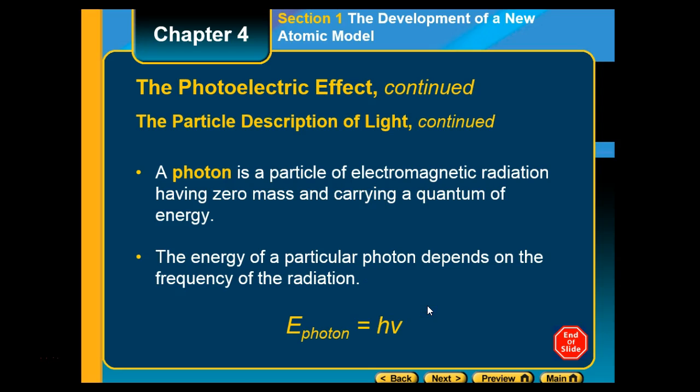A photon is a particle of electromagnetic radiation having zero mass and carrying a quantum of energy. So we said that there's a quantum of energy, like a little packet of energy given off when the electrons are emitted. That's called a photon. I usually refer to it as a little photon packet of energy being given off. And we know that you always have a full packet. There's never half a packet or a quarter, or three-quarters of a packet. It's always a full packet of energy.